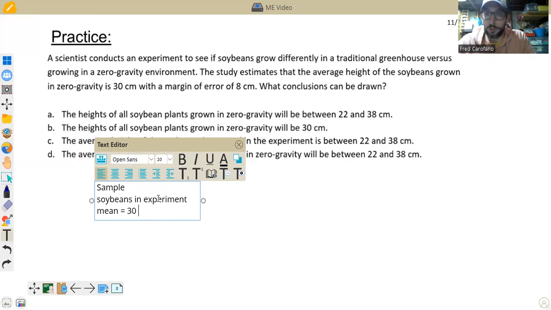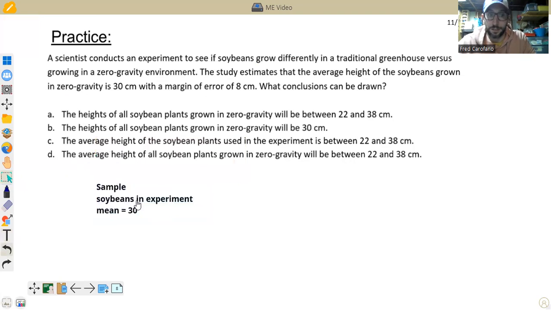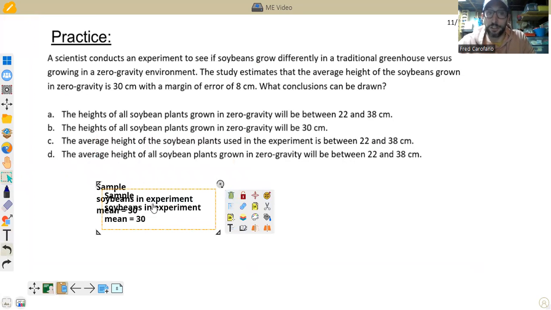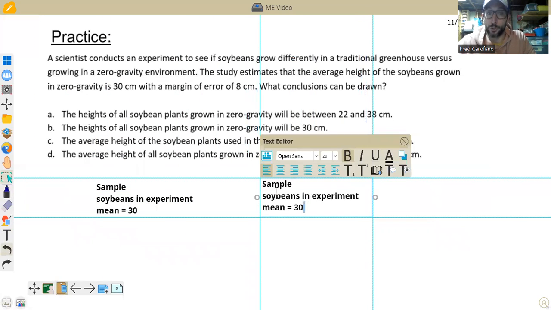We do not use margin of error to draw conclusions about a sample. I know the exact mean for the sample. I don't need any kind of confidence interval or margin of error for that. So the confidence interval and margin of error are for our population. So our population would be all the soybeans, not in the world, but the ones that are grown in zero gravity.